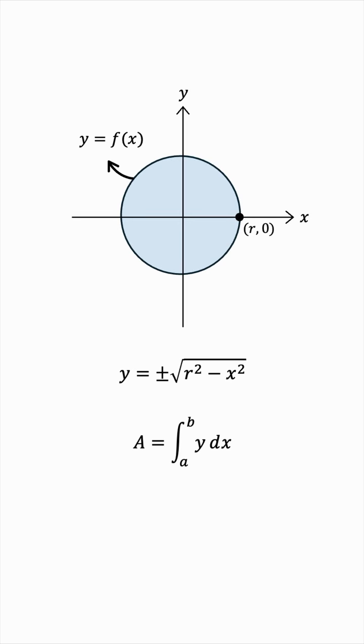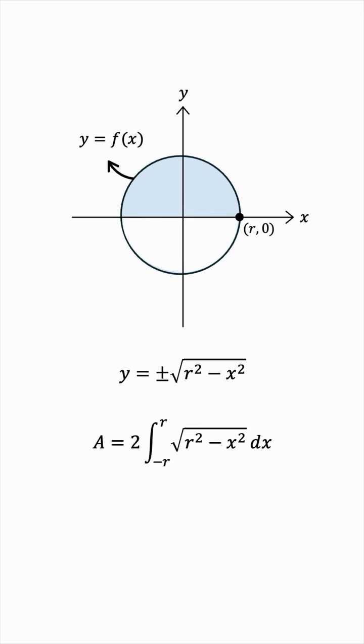The positive square root represents the upper semicircle, and the negative square root represents the lower half. We can actually integrate either of these and then just use symmetry to find the area of the entire circle. For example, if we were to take the positive square root and integrate this from negative r to r, we would be finding the area of the upper semicircle. So the entire area would be 2 times this integral.